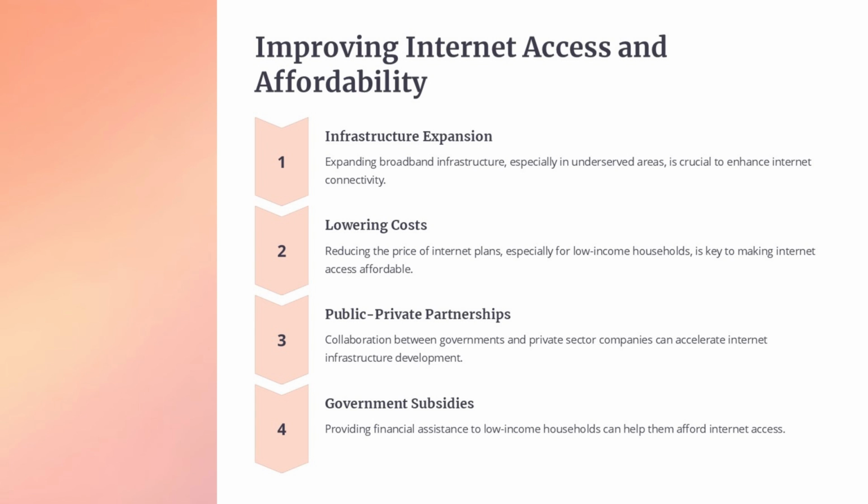Expanding broadband infrastructure, especially in underserved rural and urban areas, is a key priority to enhance overall internet access and connectivity. Lowering the costs of internet plans, particularly for low-income households, is essential to making internet access more affordable and accessible for all. Public-private partnerships between governments and private sector companies can help accelerate the development and deployment of internet infrastructure. Government subsidies and financial assistance programs can support low-income households in affording internet access, ensuring no one is left behind in the digital age.